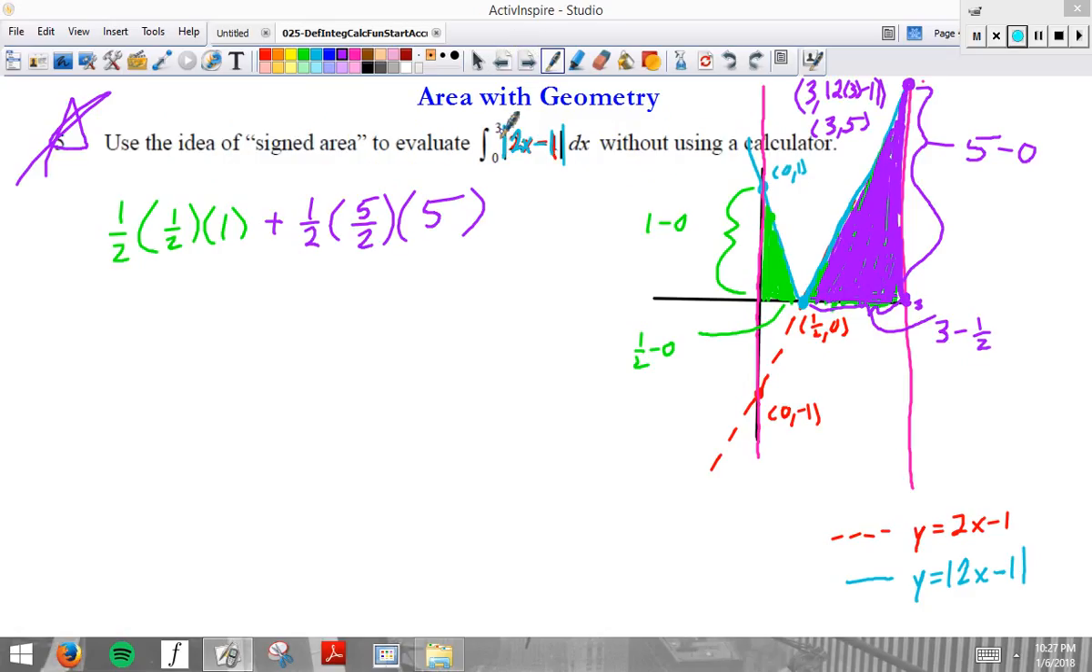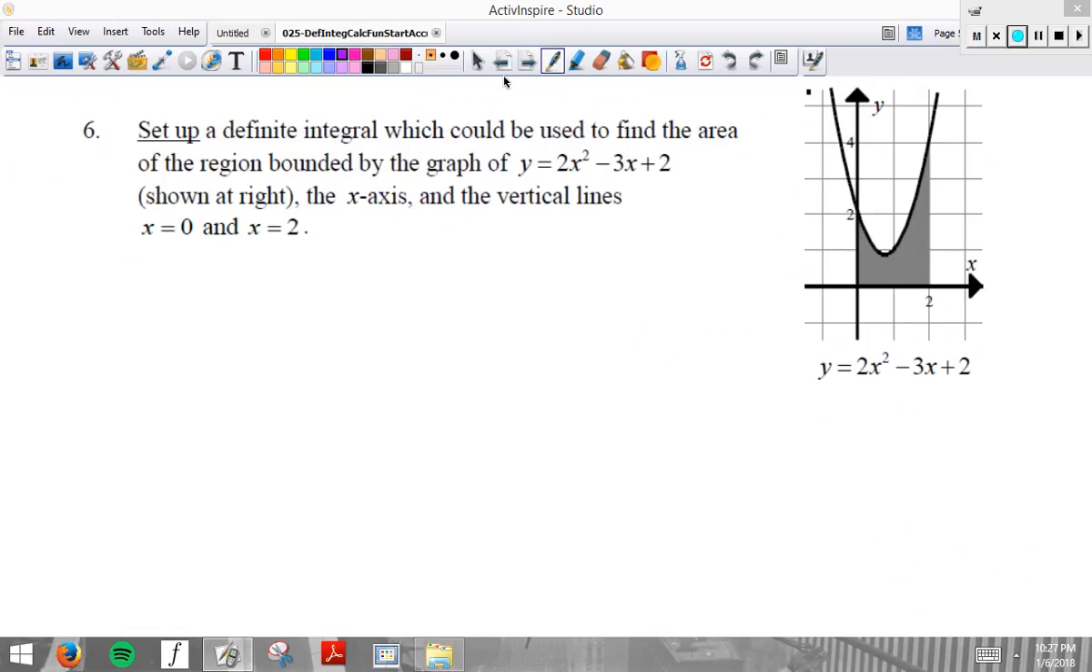Okay, one more time, I'm going to review what this means. The area starting from x equals 0, stopping at x equals 3, between the curve, absolute value of 2x minus 1, and the x-axis. The other one that you'll see often, including on the AP test, is: set up a definite integral to find the area of this region. So we want an integral, set up a definite integral.